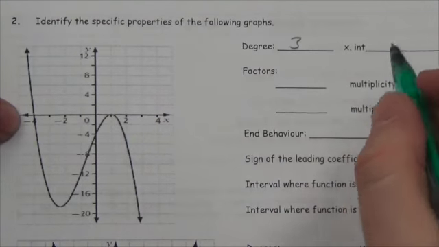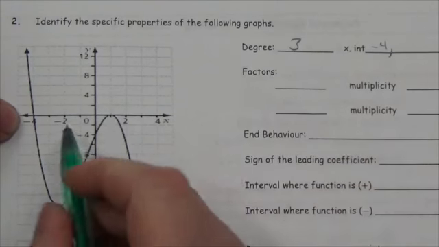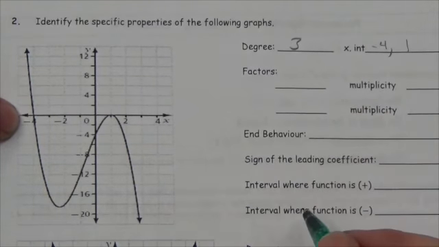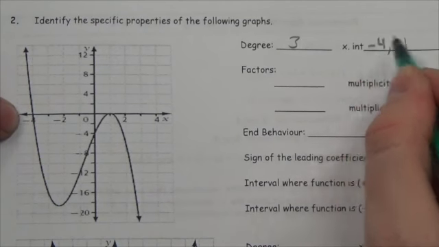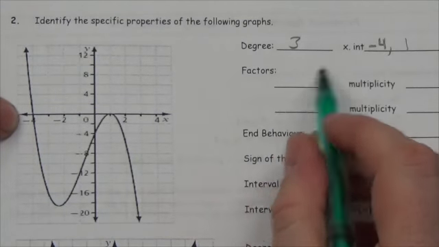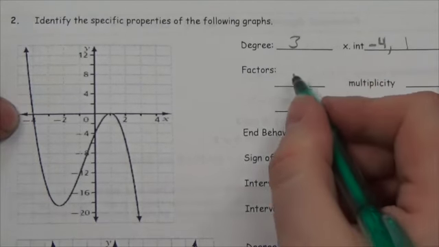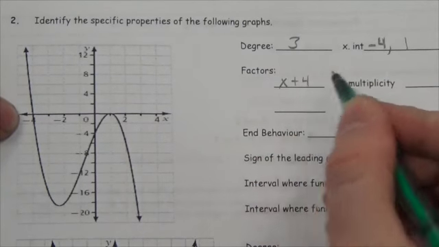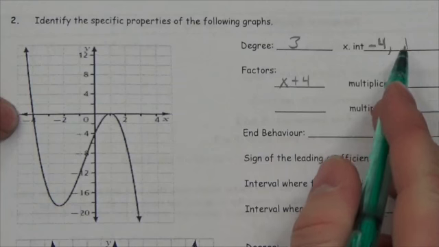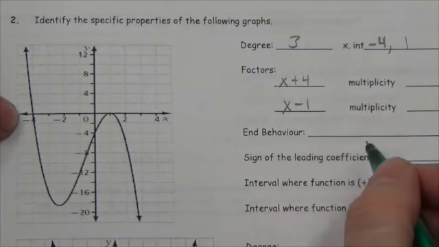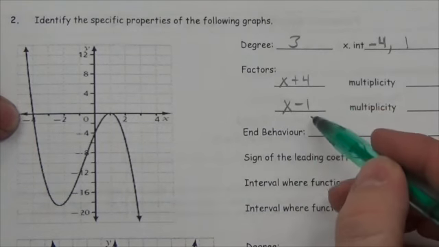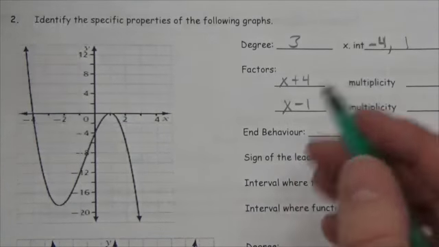My x-intercepts here are going to be negative 4 and looks like positive 1. Negative 4 and positive 1. That means that I'm going to have factors here. If the x-intercept is negative 4, one of my factors is going to be x plus 4. And if my other x-intercept is 1, one of my other factors is going to be x minus 1. Now that's only two factors there, and I've got a degree 3, so there must be something about their multiplicities.